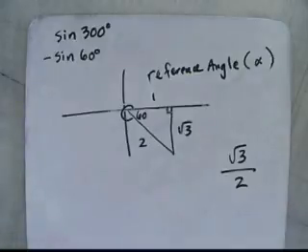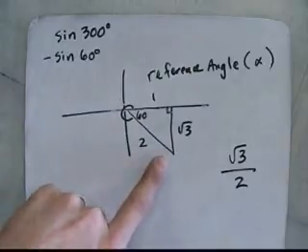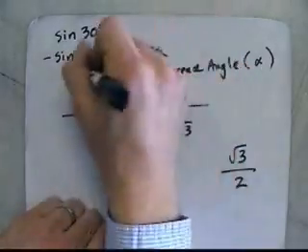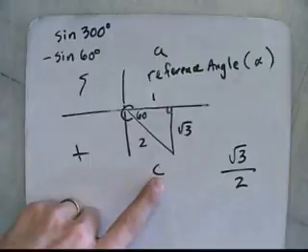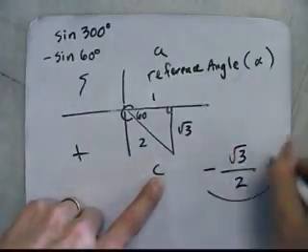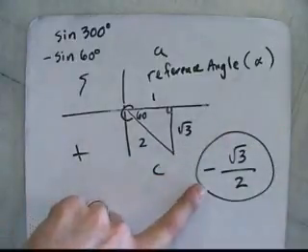Now I just think about which quadrant I'm in once again, and think about if it's positive or negative. If I do that little ASTC thing, I'm in the cosine quadrant. So this would have to be a negative square root of 3 over 2. That'd be the answer you're looking for, a negative square root of 3 over 2.